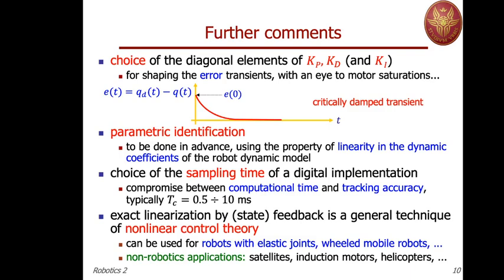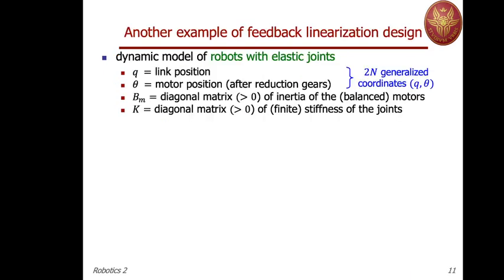In fact, in nonlinear control theory courses, you may learn necessary and sufficient conditions under which there exists a static feedback, so an instantaneous feedback from the state of the system, which allows reaching this objective. So let's do another example of feedback linearization design. And as I said, this is just the highlight of what happened.